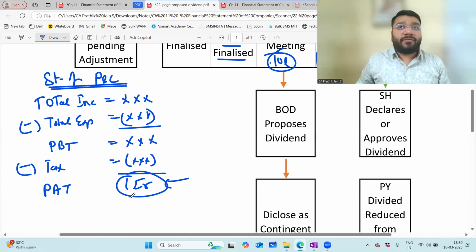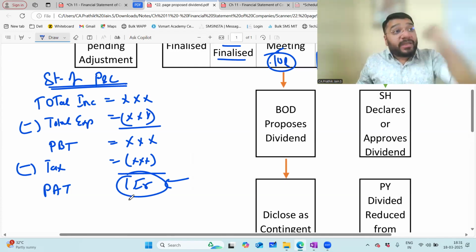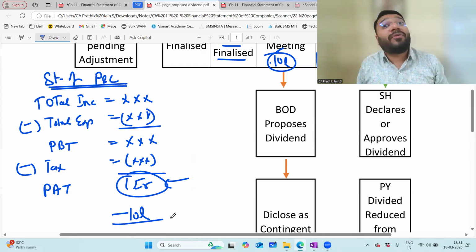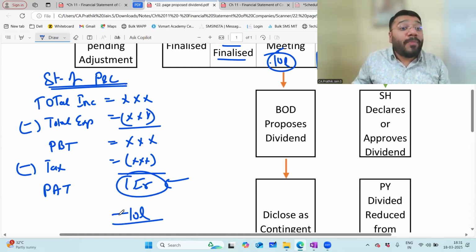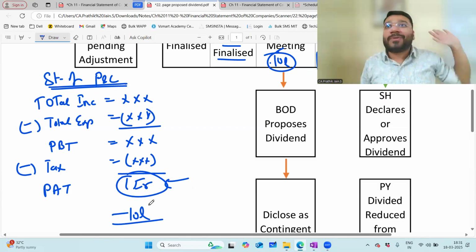Now my question goes to all of you. Until the AGM is conducted, until my shareholders approve the dividend, can I minus this 10 lakh in the financial statement of the current year 24-25? The answer is no. Because the moment you minus 10 lakh here, it means that you're promising somebody that I'll pay you 10 lakh rupees.